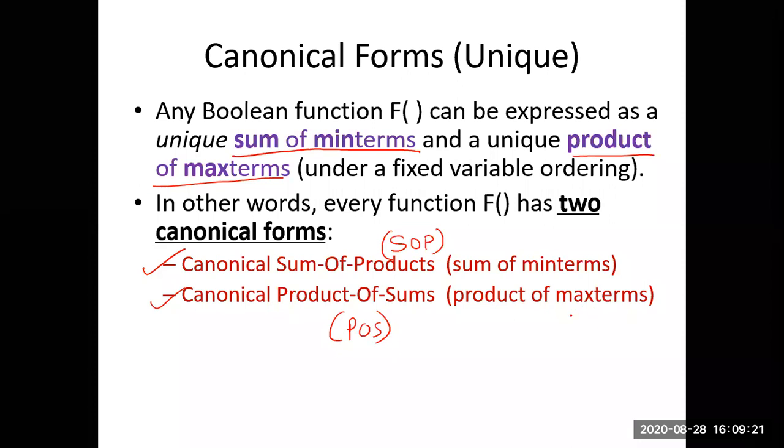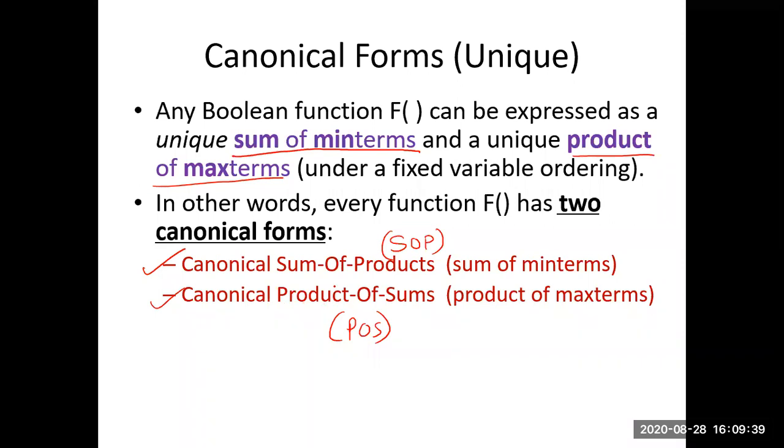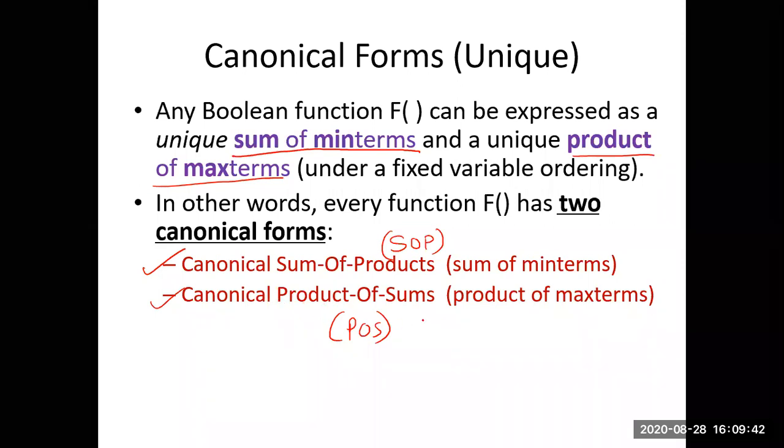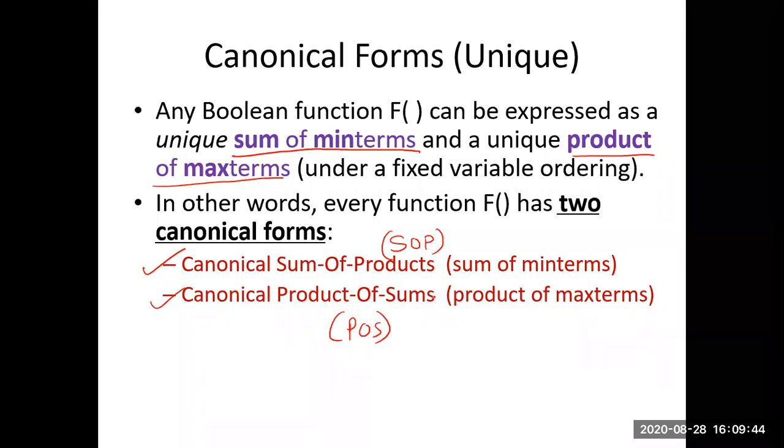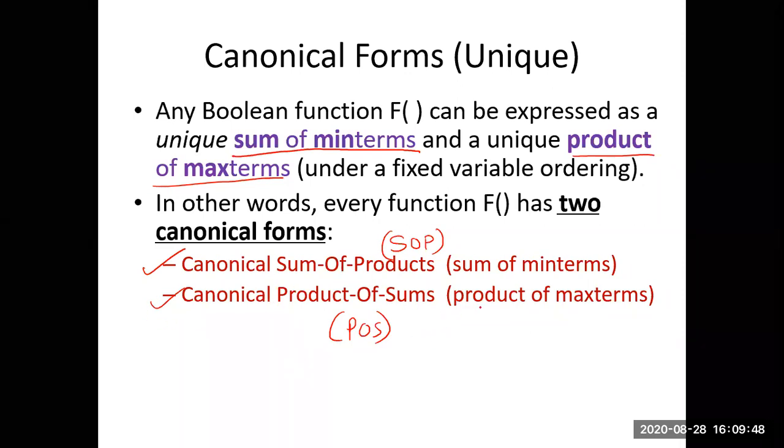If all possible combinations of variables are there in your expression in the form of sum of product, then that expression is known as a canonical sum of product expression. And if all possible combinations of your variables are there in the form of product of sum, you can say that is a canonical product of sum expression.